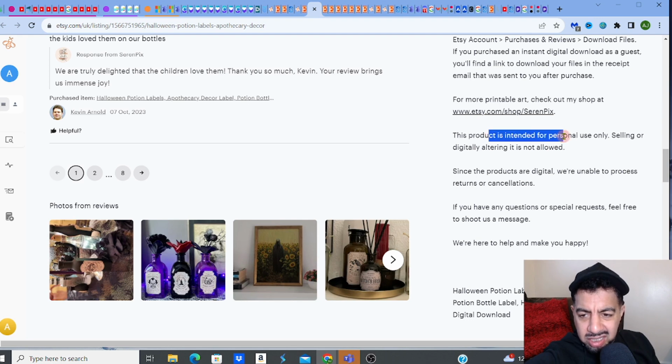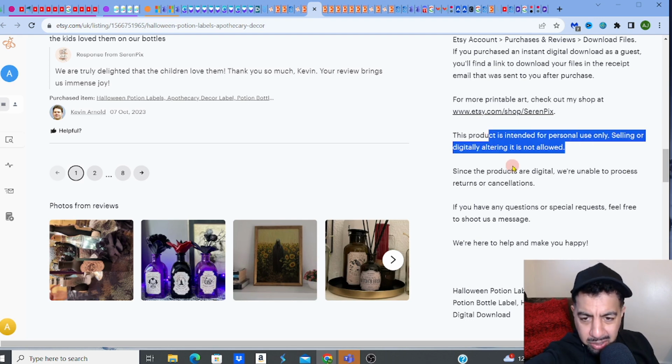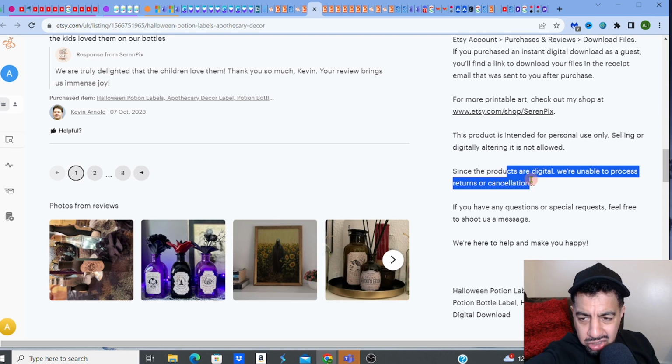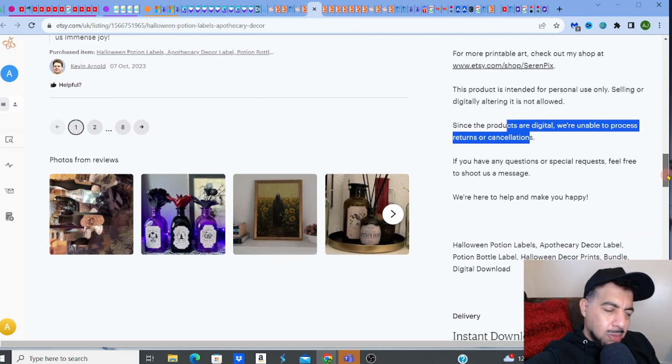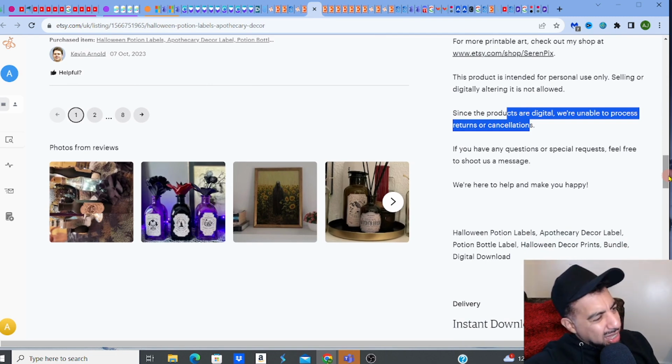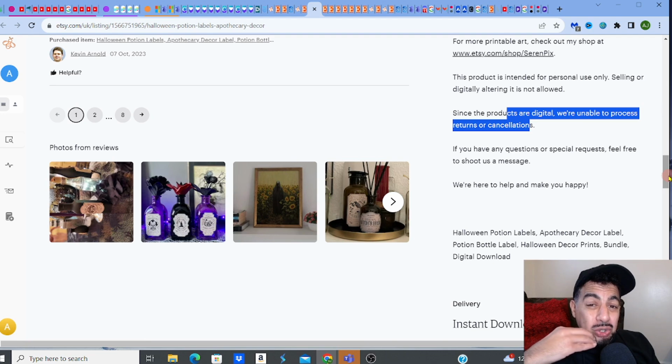This product is intended for personal use, explaining it's for personal use. Since the products are digital, we're unable to process returns. You're being very clear, because some people might say, oh, can I return it? Can I cancel? You have to explain so that if there is an issue later on, you can say, look, in my listing I did explain this. You can see it there already.